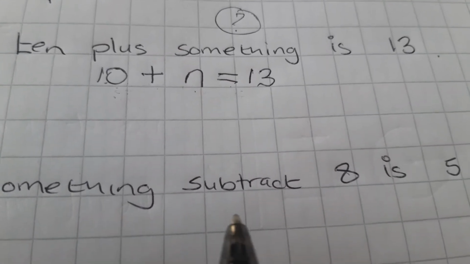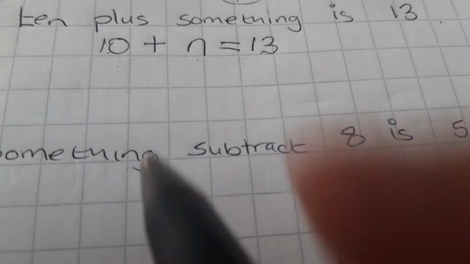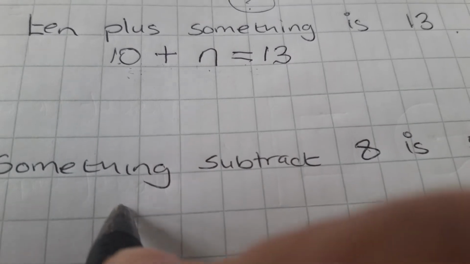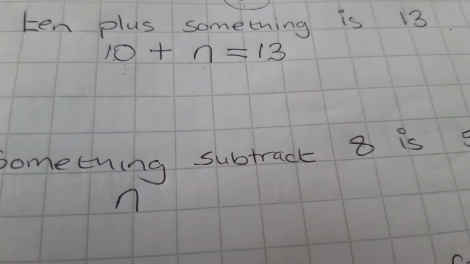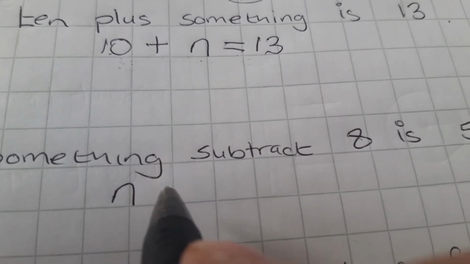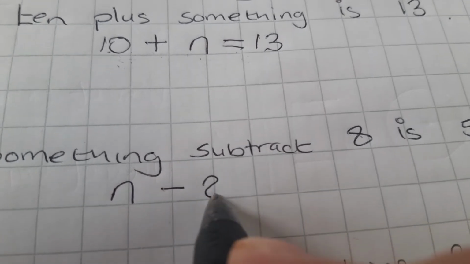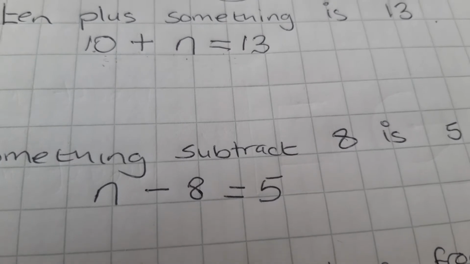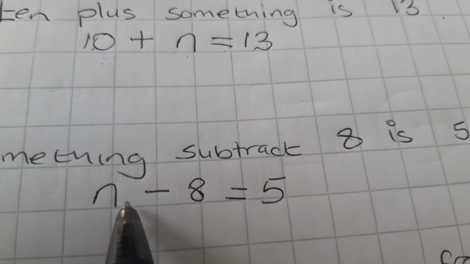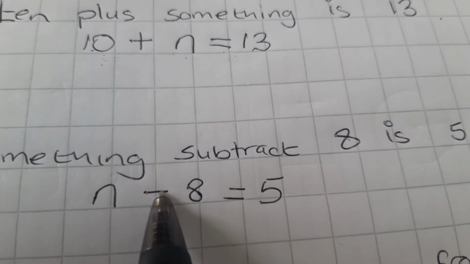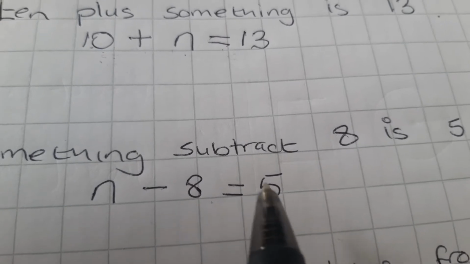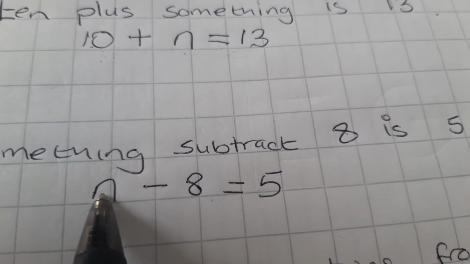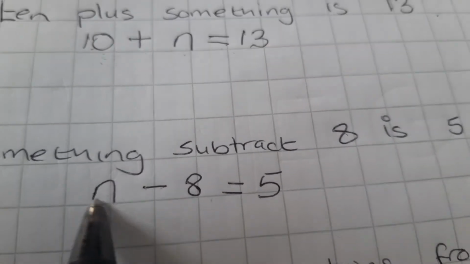Something subtract 8 is 5. So we're going to use this letter n for something. n subtract 8 is equal to 5. We've written an equation, and this time we're using the subtract symbol. Still have an equal sign, we have a number at the end, and we have a letter which we're using for this missing number.